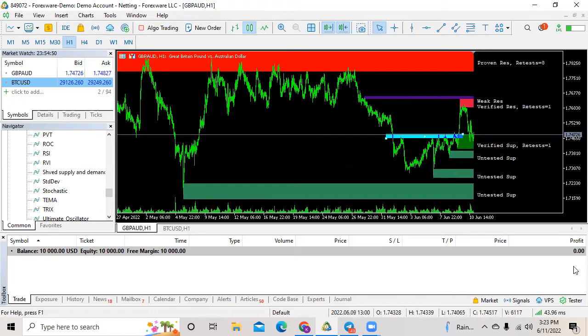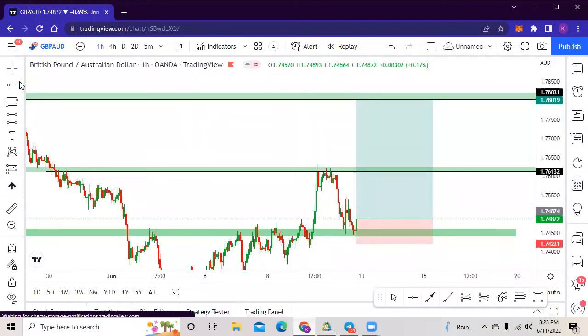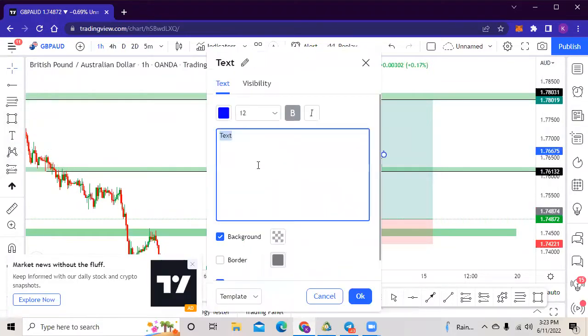We just don't look at an untested support and think, okay, it's going to reverse. No, it could possibly break through. And then when it does break through, we wait for the retest. So let's actually just write that down so you guys can remember.